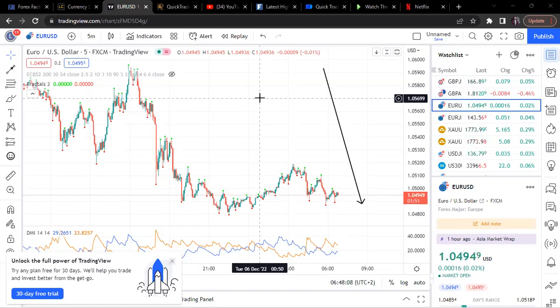If I have a tennis ball and I throw it towards the ceiling, what's going to happen to the tennis ball? It's going to bounce at the ceiling. It's going to push back to the downside. Is that not so? If I take a tennis ball and I throw it towards the floor, what's going to happen? It's going to bounce at the floor. It's going to push back to the upside. See, that is how the market operates.